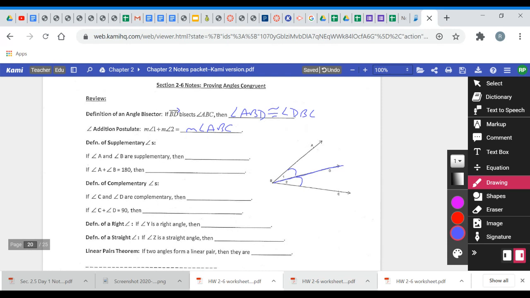All right, next is definition of supplementary angles. And there's a couple of different ways you can see that definition. If it says if angle A and angle B are supplementary, then what we know from that is that measure of angle A plus measure of angle B must be equal to 180. Okay, but if it starts off saying if the measure of angle A plus the measure of angle B is equal to 180, then I therefore know from that that angle A and angle B are supplementary.